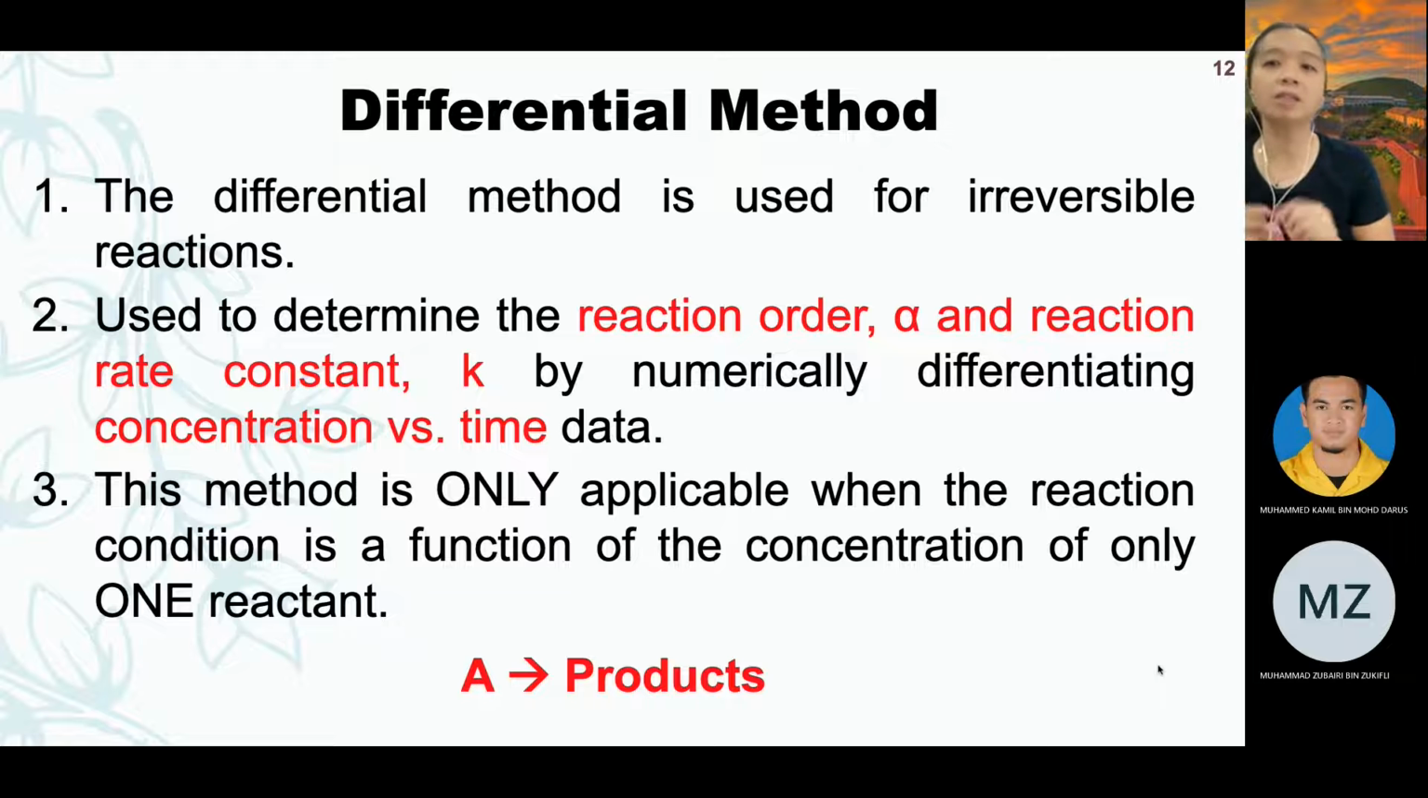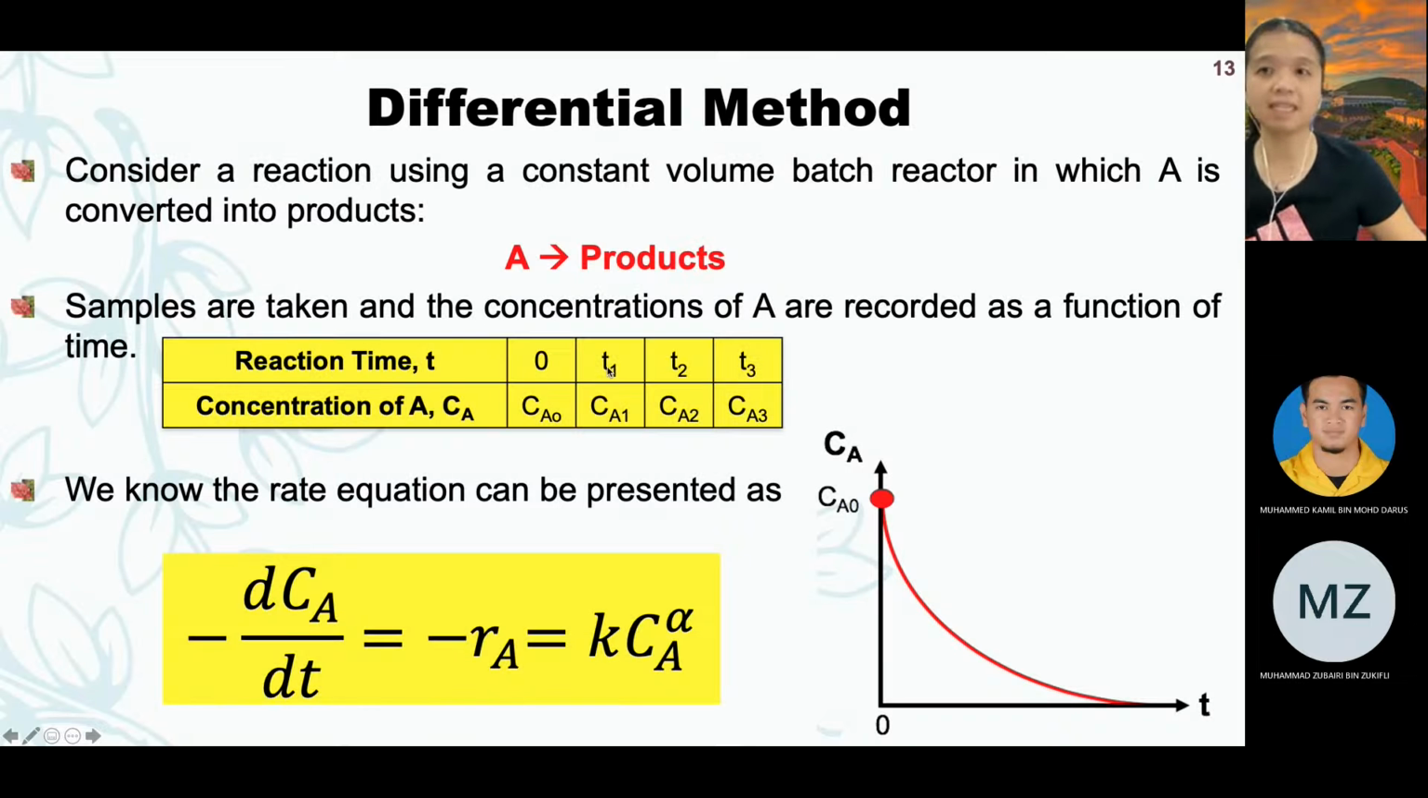However, the aim is still the same. We want to find reaction rate constant, K, and we want to find alpha, reaction order. Okay, matlamat masih sama. The main aim is still the same. The difference is experimental wise. The difference is in the method of the calculation. Okay. And also, same with differential method, same with half-life method. Dia hanya kalau kita ada satu reactant sahaja.